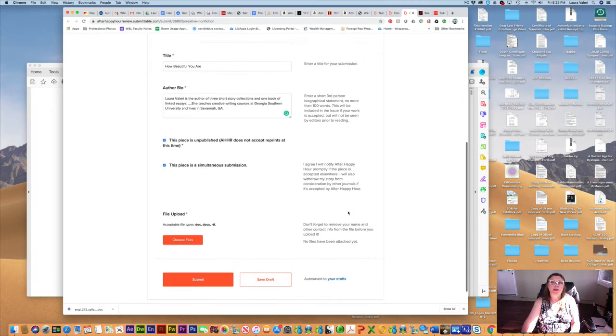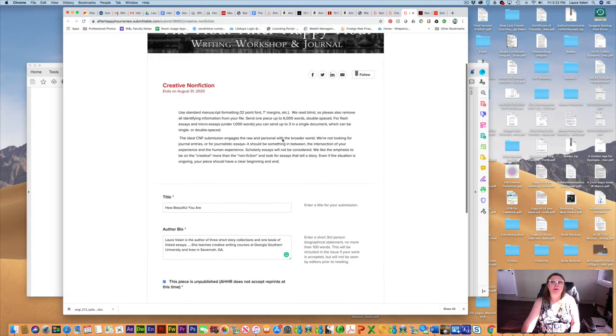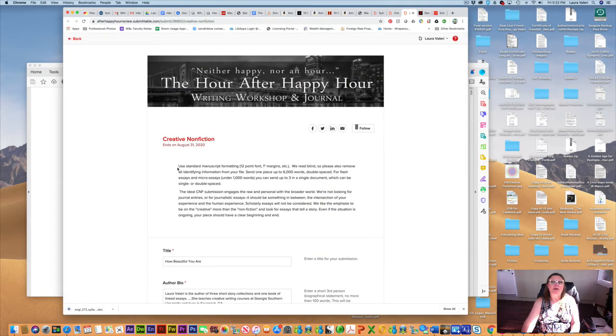Blah blah blah. And then you go ahead and choose the file and make sure that you have actually looked at what they want. So in this case, it's use standard manuscript formatting, 12-point font, 1-inch margin. We read blind, so please also remove all identifying information. So this is good to know, because if they don't say that, usually you need to have that in the actual submission, but this one doesn't.